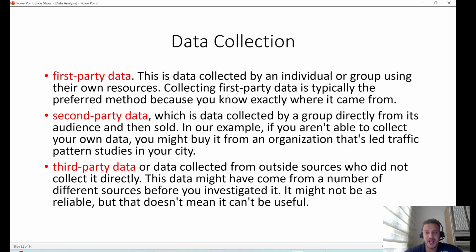First party data is the data that is available in your organization. So you know the data type, you work with the data, and you are familiar with it. Second party data is data collected by a group and sold to another group. Third party data is data collected from outside sources who did not collect it directly, and then they sell it to you. So you have to understand the type of data.